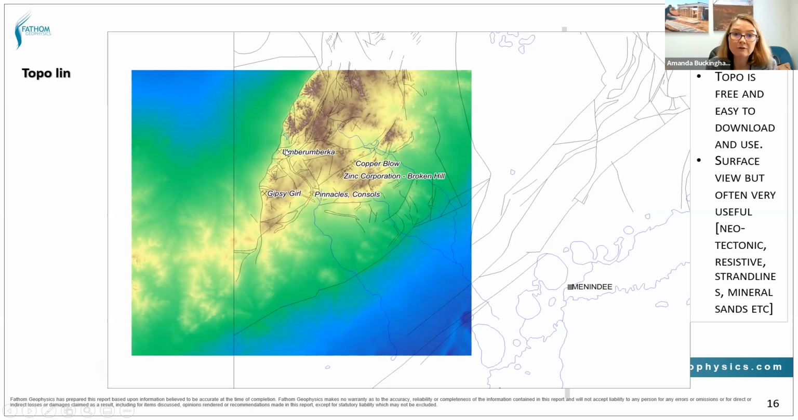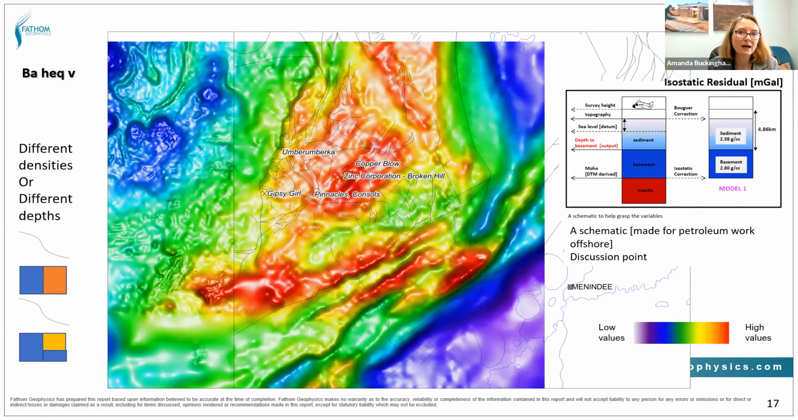So here's the topography for a little area that we're looking at. I've put no color bar and no scale, which is very naughty, but the brown bits are higher and the blue bits are lower. And here we have the public domain gravity data over the same area. Gravity data is a superb data set. It's basically showing you the differences in density over an area.